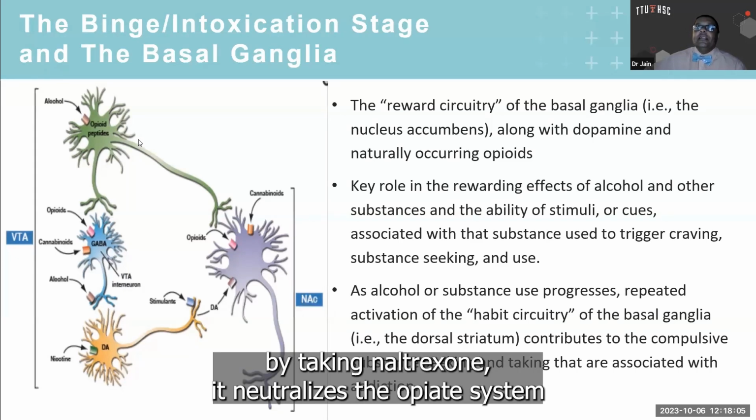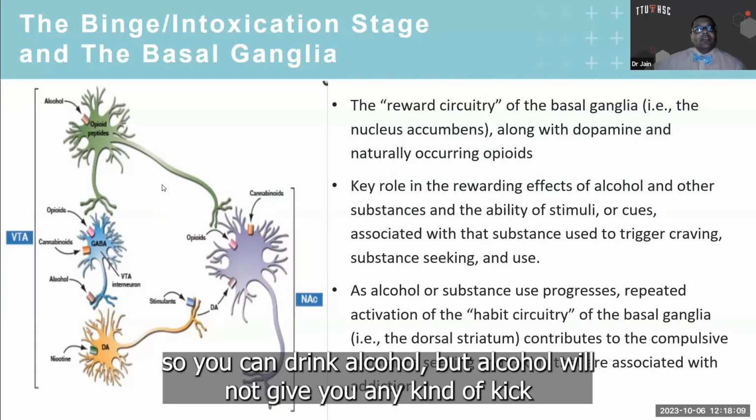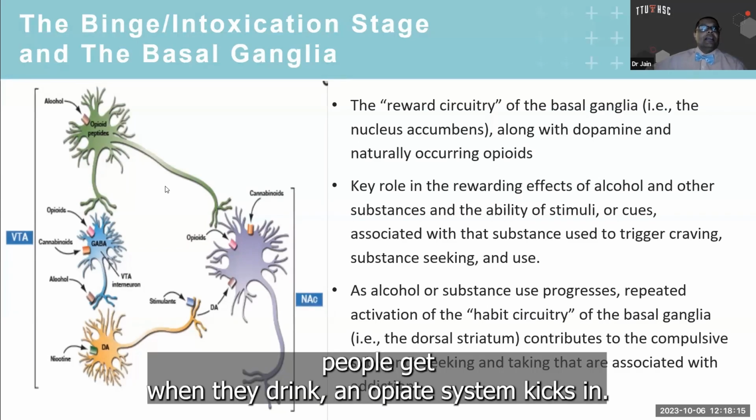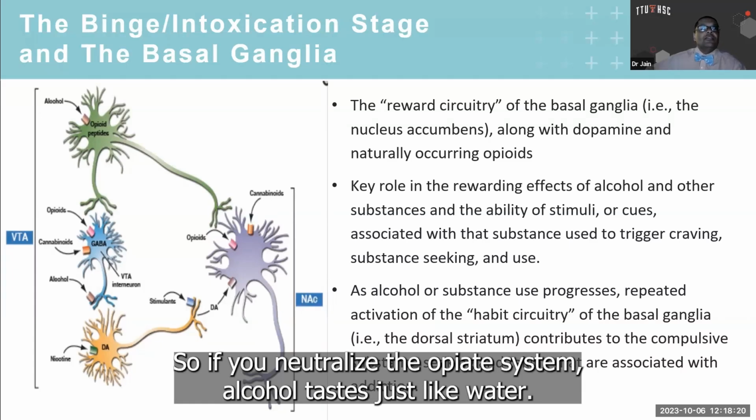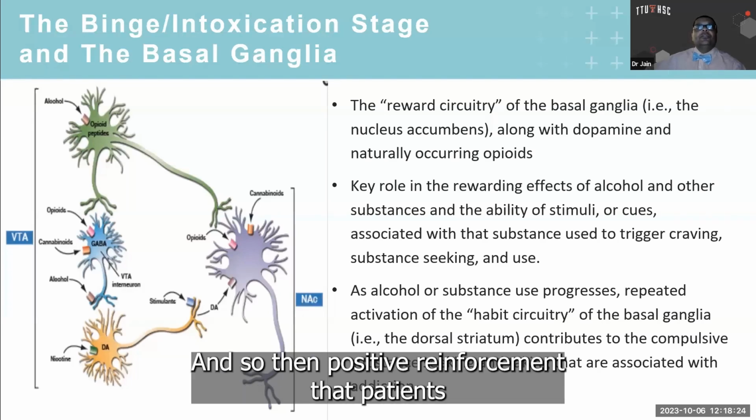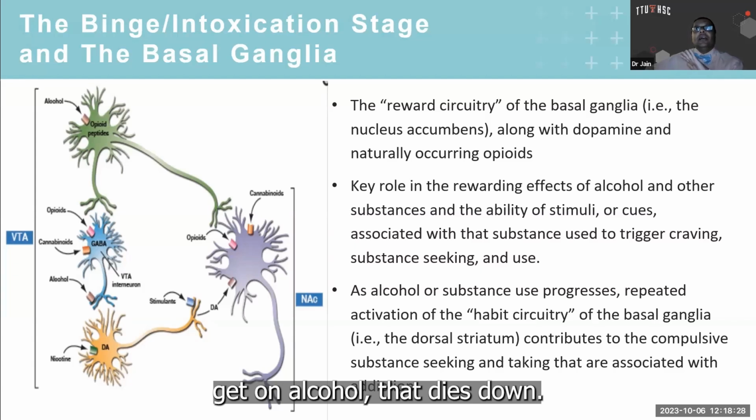By taking naltrexone, it neutralizes the opiate system. So you can drink alcohol, but alcohol will not give you any kind of kick that usually people get when they drink, when the opiate system kicks in. So if you neutralize the opiate system, alcohol tastes just like water. And so the positive reinforcement that patients get on drinking alcohol, that dies down.